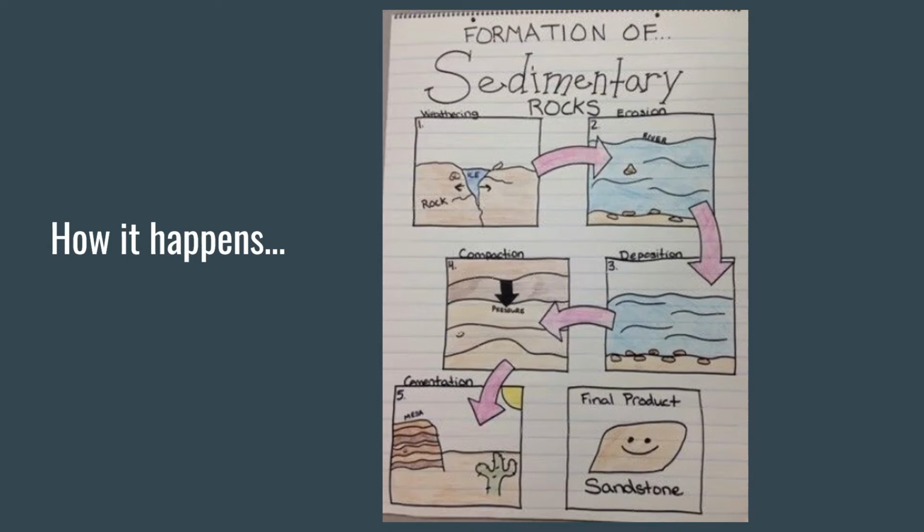In this case, it's moving to a small river or lake. Okay? And it's depositing. That means it's dropping down. It's layering up. So the next time more comes and puts another layer. The next time more comes and puts another layer. And after millions of years, you've got lots and lots of different layers, with the bottom layer being the most compacted because of the pressure from above. Finally, all those layers are compacted and cemented together to make a sedimentary rock. Our final product in this one is sandstone.